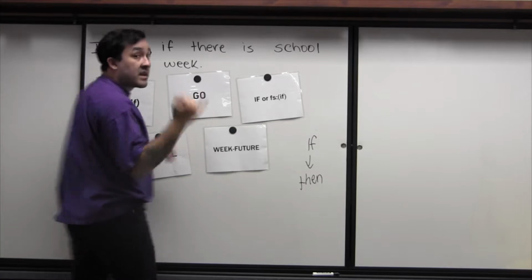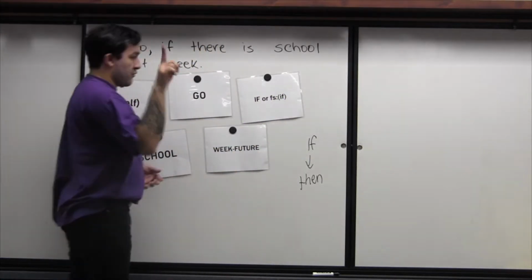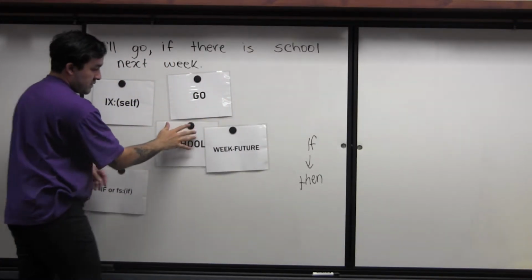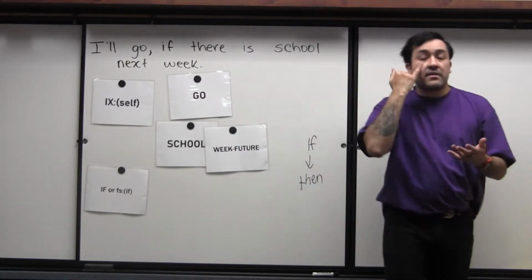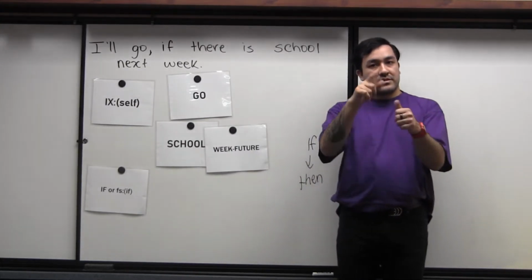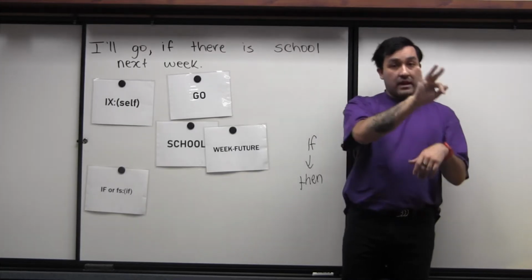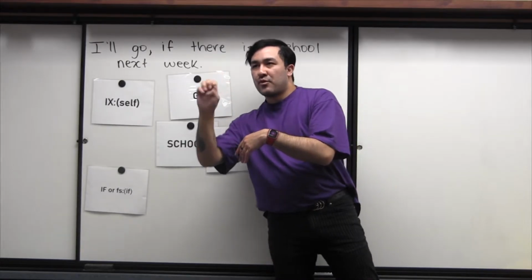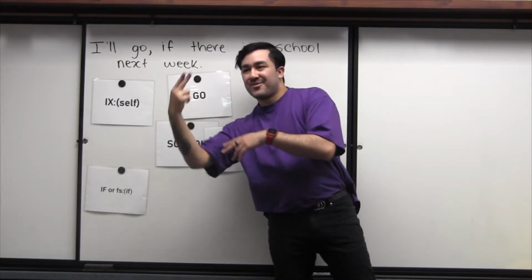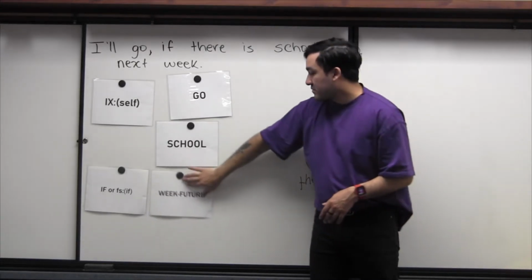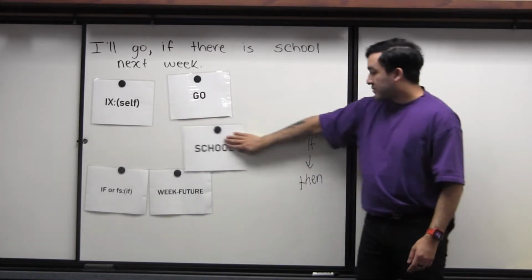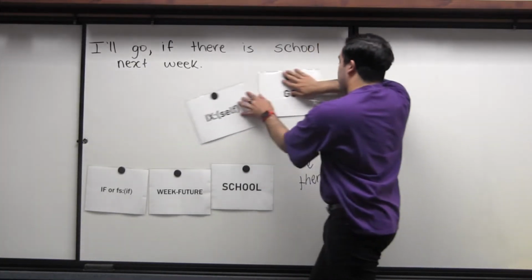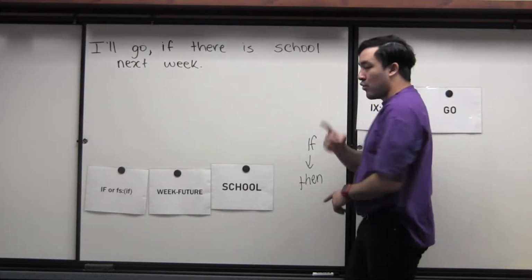So if there is school next week, then I'll go. So we want to go ahead and put our if first. So if what? So if school next week, but remember, time comes second in this sentence. If conditional, time, object, subject, verb, modal verbs, negatives, and then WH questions at the very end. Anyway, there's a quick review of all of that. So if next week, one week into the future, school, then I will go. And we'll just go ahead and put those over there and get that magnet over there.